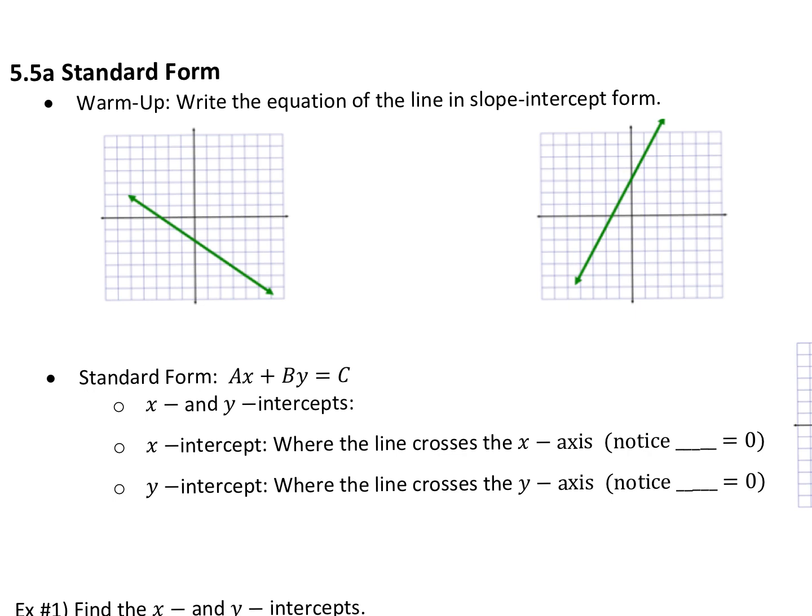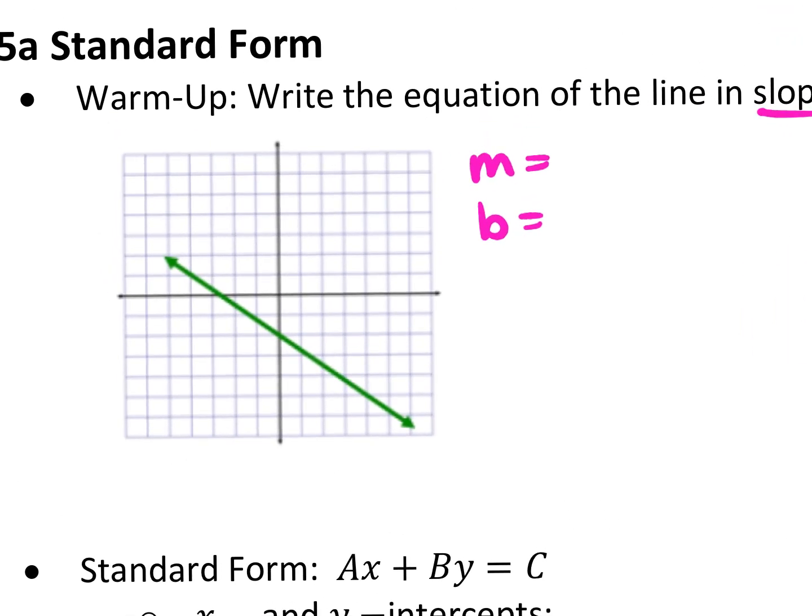Okay, so the warm-up here says write the equation of the line in slope-intercept form. What do you need for slope-intercept form? The slope and the y-intercept, right? To put something into slope-intercept form, start by finding the intercept. You need the m, you need the b. What is your b right now? It's a -2. It's where it hits the y-axis. So your b is a -2.